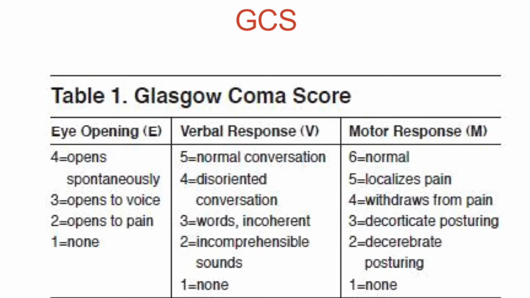So obviously the top score you can get here would be 15. A patient, everything's normal, they're moving, their eyes are open, but they're disoriented, they're a GCS of 14, and that's typically probably the most common Glasgow Coma Scale that we have.